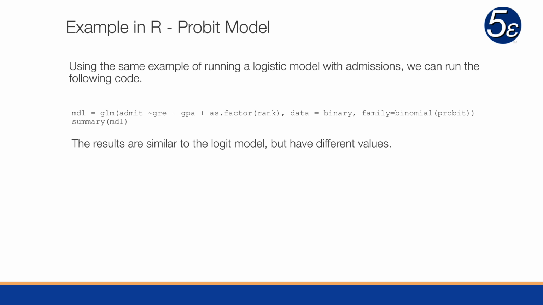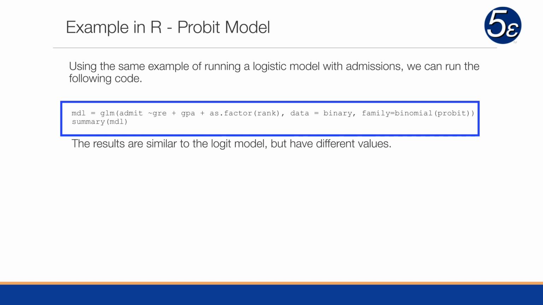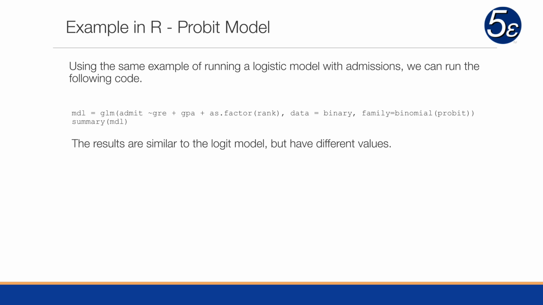So using the same example of running a logistic model with admissions, we can run the following code. We have our model, GLM admit by GRE, GPA, as factor rank, data equals binary, family equals binomial probit. We're specifically saying we would like to use a Probit model. When we get the summary, our results are similar to the Logit model, but have different values.